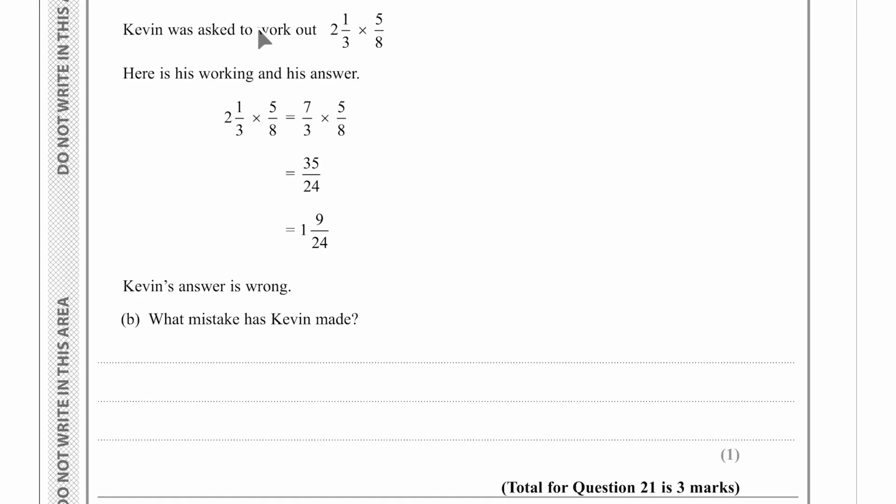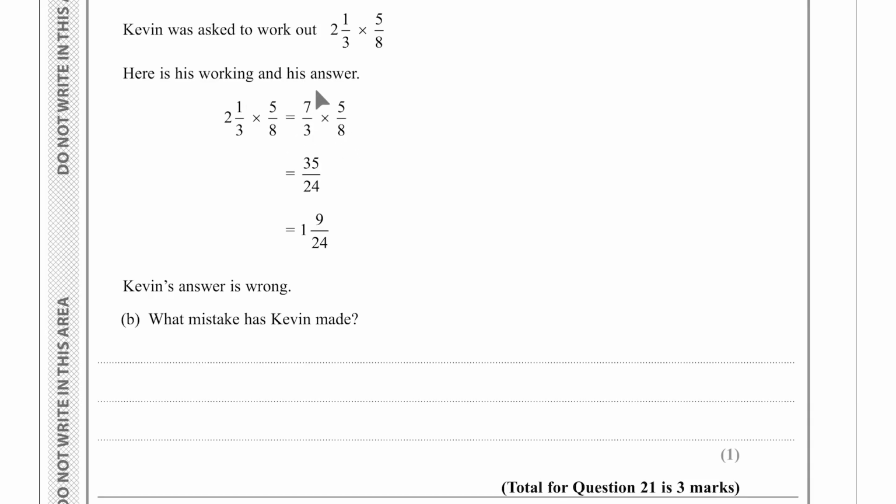Next part. Kevin was asked to work out 2 1/3 multiplied by 5/8. Here is his working and his answer. Kevin's answer is wrong. What mistake has Kevin made? Okay, so firstly, he multiplied the 2 by 3 and added 1. That should give him 7. That did. It kept the same denominator. 5/8, that stayed the same.